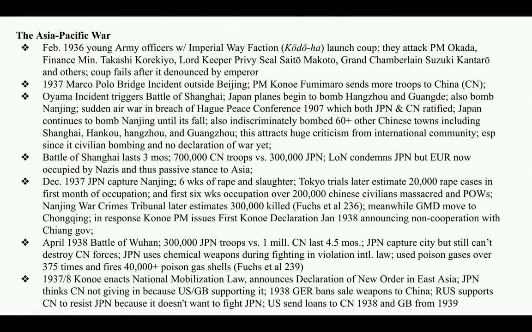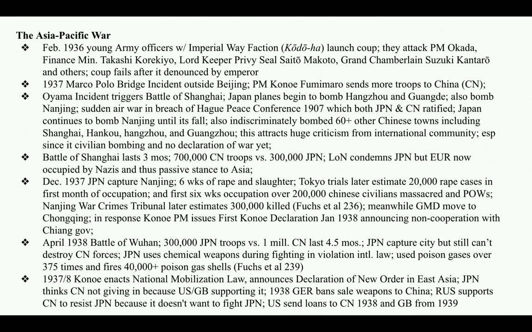Okay, and at the same time, within Japan in 1936, young army officers with the Imperial Way faction, the Kodoha, launched a coup. During the course of this coup, they took over many parts of Tokyo and attacked prominent politicians who favored closer relationships with the U.S. and Great Britain, and were perhaps leaning toward a less expansionist policy in China. Prime Minister Okada, the Finance Minister Takashi Korekiyo, Lord Keeper of the Privy Seal Saito Makoto, Grand Chamberlain Suzuki Kantaro, and others. And eventually this coup failed.